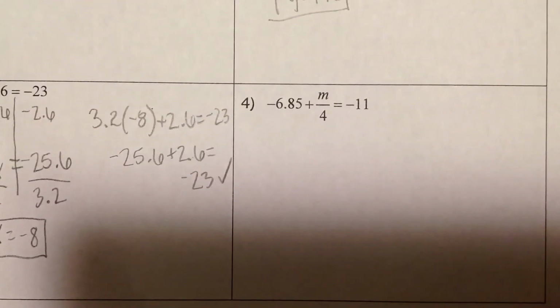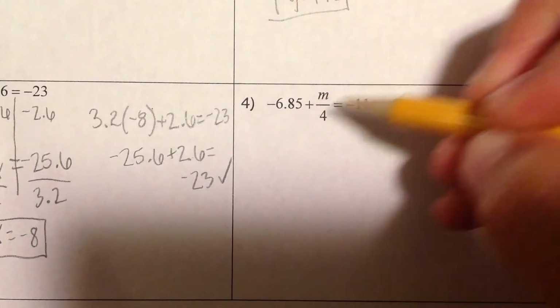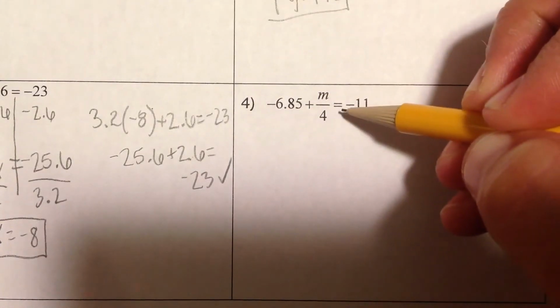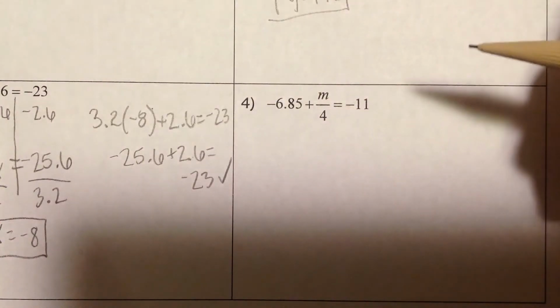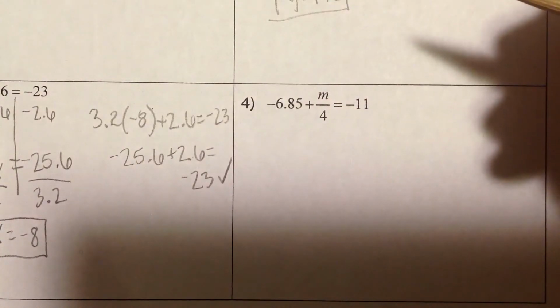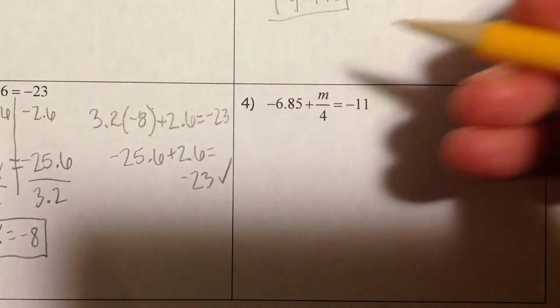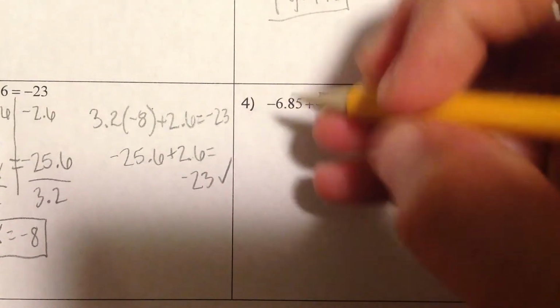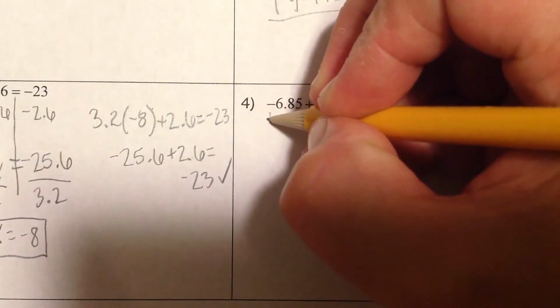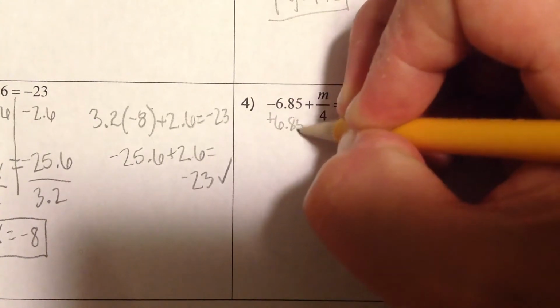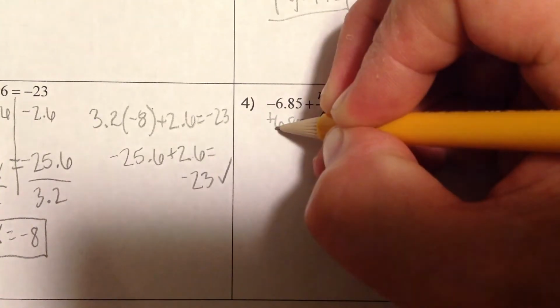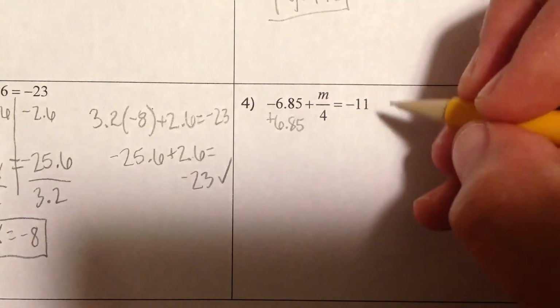And in my last example, I have negative 6.85 plus a number divided by 4 equals negative 11. Now it tells me to get rid of adding or subtracting first, and even though it looks like there may be no adding or subtracting, we actually have to get rid of the negative 6.85 first. So the opposite of negative 6.85 is positive 6.85, because we're making a zero pair. Negative 6.85 plus 6.85 equals 0.